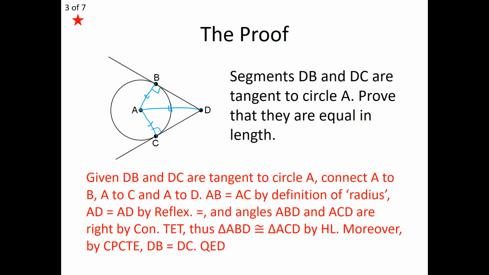Because of that, we are now dealing with right triangles. And it just so happens that AB and AC, those radii, are the equal pair of legs of our right triangles. And AD is a shared side, or a common side, which is the pair of equal hypotenuses. Because of that, we have two triangles that are congruent by our special case, hypotenuse leg, or HL. Which then means, by our good pal CPCTC, DB and DC are equal in length.